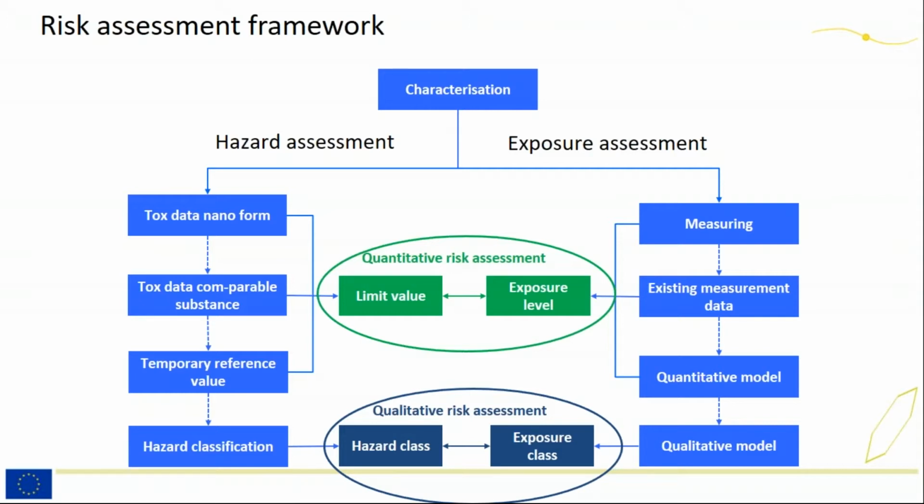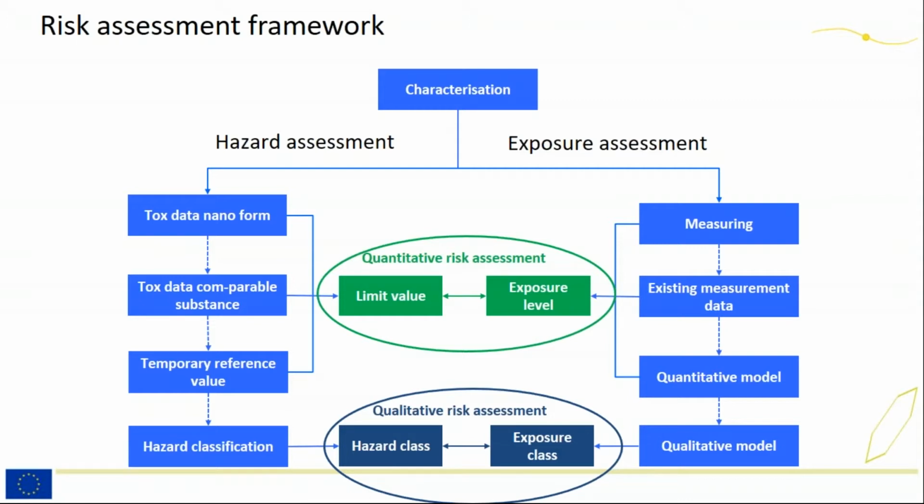Then, if none of these are possible, you can always do a qualitative risk assessment where you combine a hazard band for your nanomaterial with an exposure band for the scenario that you want to assess. And together they will give you some kind of ranking prioritization of scenarios towards the others. It gives you information, it's not a real risk assessment.